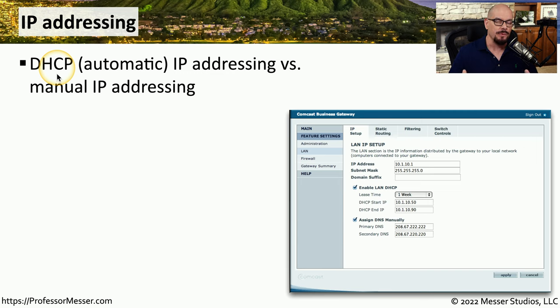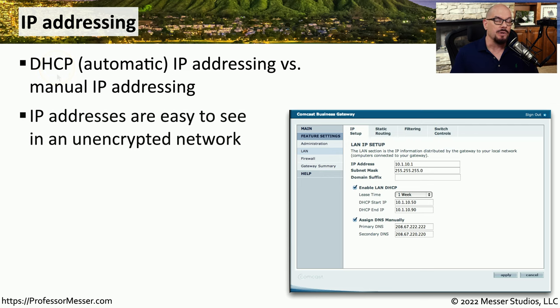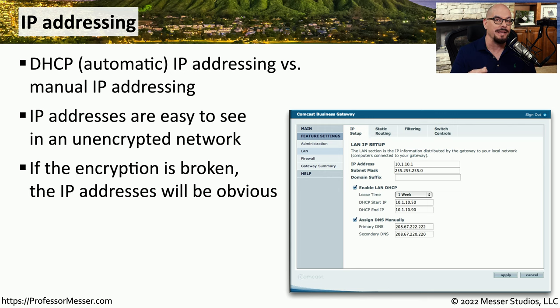This would probably be difficult to manage in a large corporate environment, but in a SOHO environment where there are a much smaller number of devices, this might be more reasonable. If the network is not encrypted, you'll be able to see all of the IP addresses that are being used on the network at any particular time. And if an attacker is able to get into the encrypted side of the network, they would certainly be able to see the IP addresses.